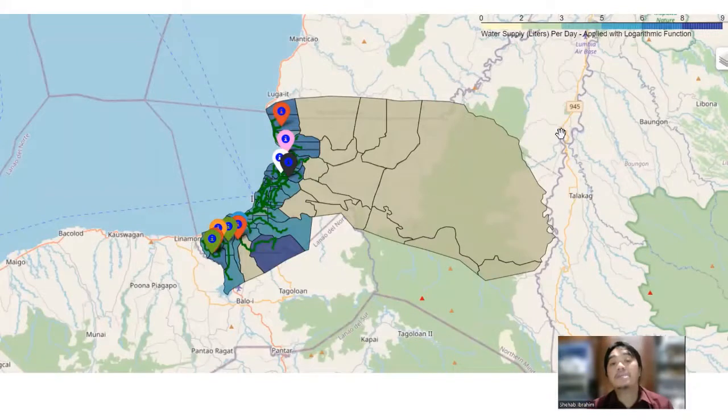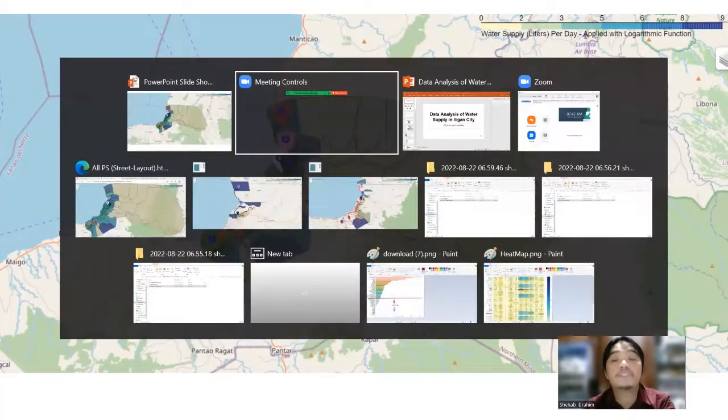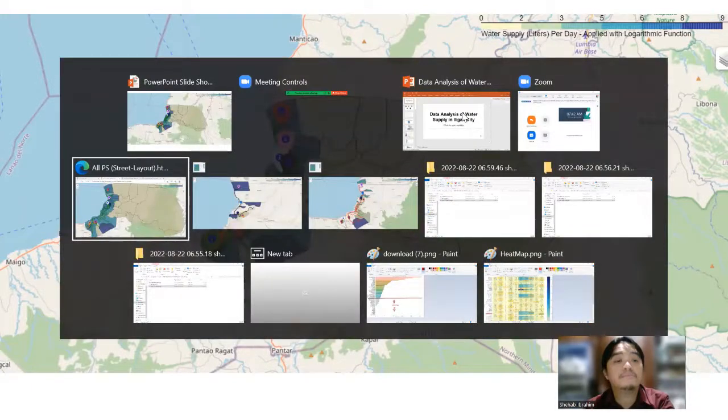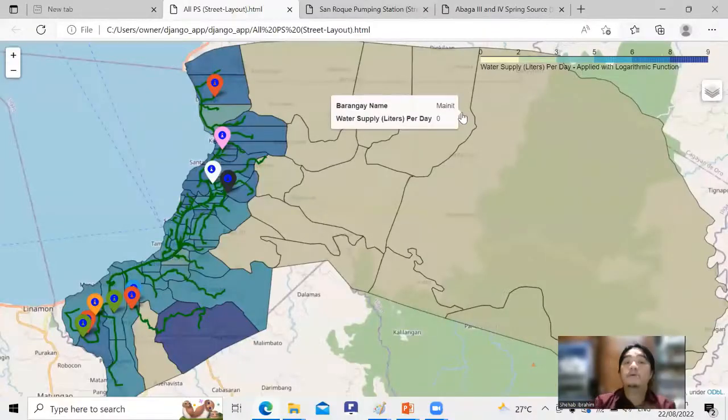This is the point where I'm going to show now one of the GIS maps that we have created. Let me just change window. Yeah, this one.